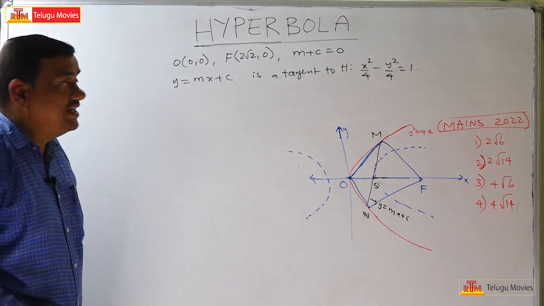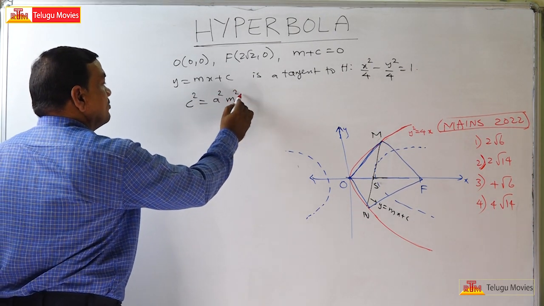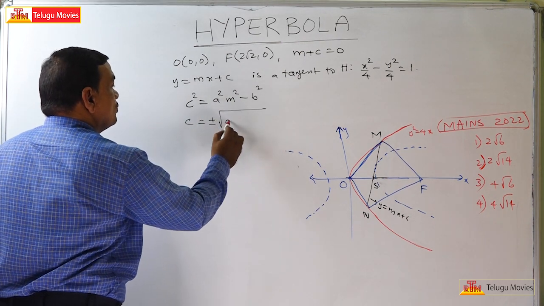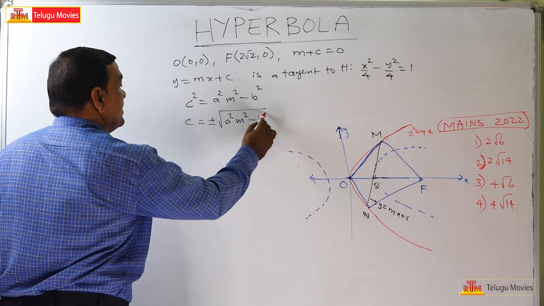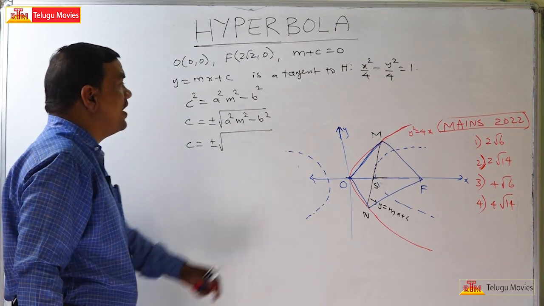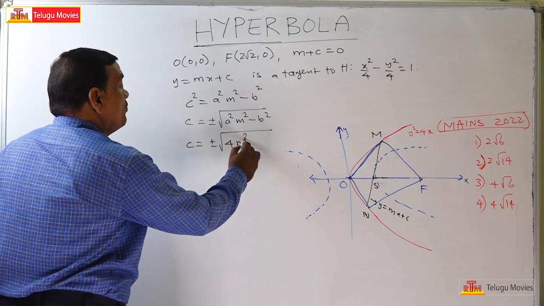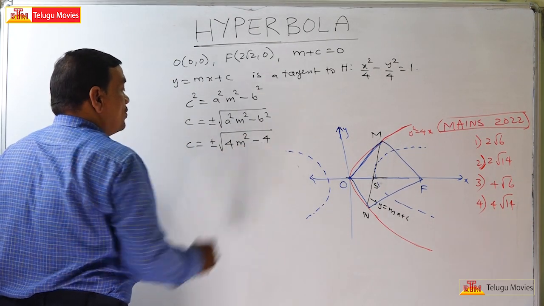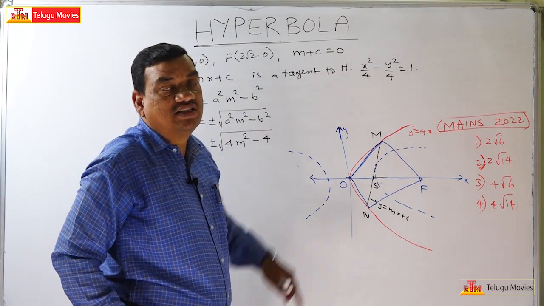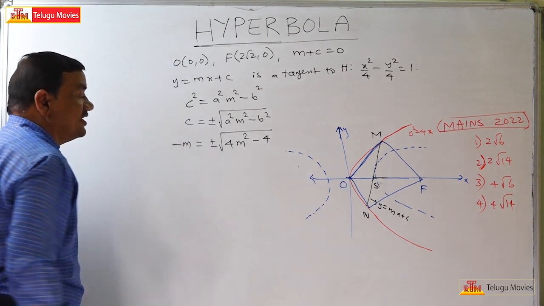So, we know the tangent condition: c square is equal to a square m square minus b square. C is equal to plus or minus root of a square m square minus b square. A square means how much? 4. M square we don't know. B square value is also 4. C is equal to how much? From m plus c is equal to 0, c is equal to minus m.